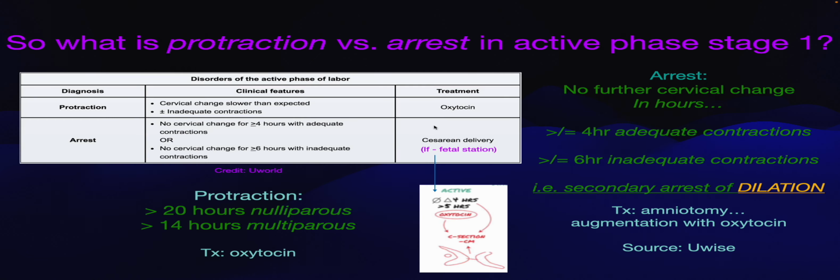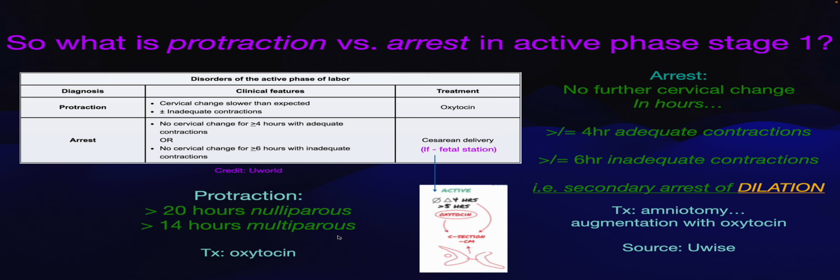So what is protraction versus arrest in the active phase of stage one? I don't love this active phase of labor overlying label here because protraction is more specific to the latent phase. So the latent phase is 0 centimeters of cervical dilation up until 6 centimeters of cervical dilation. And then once we reach 6, we're in the active phase of stage one.